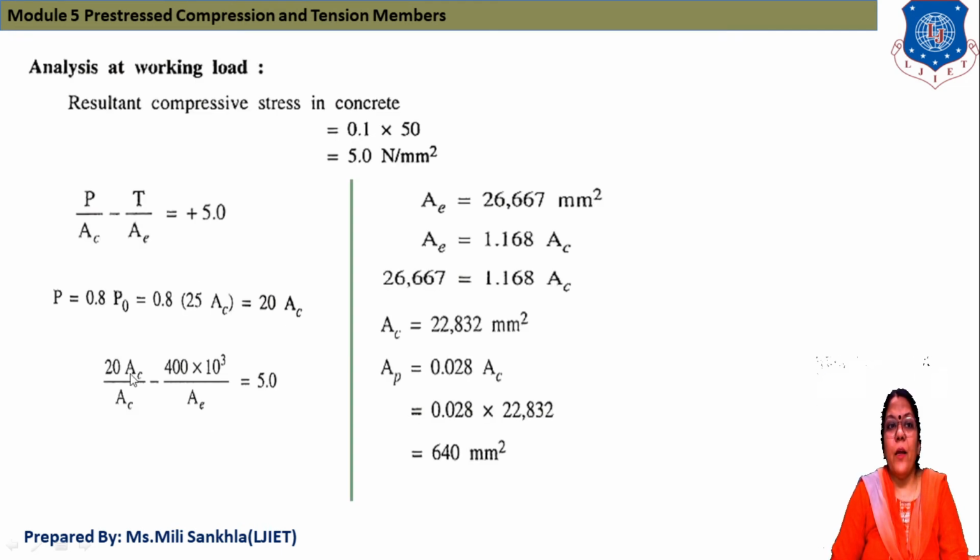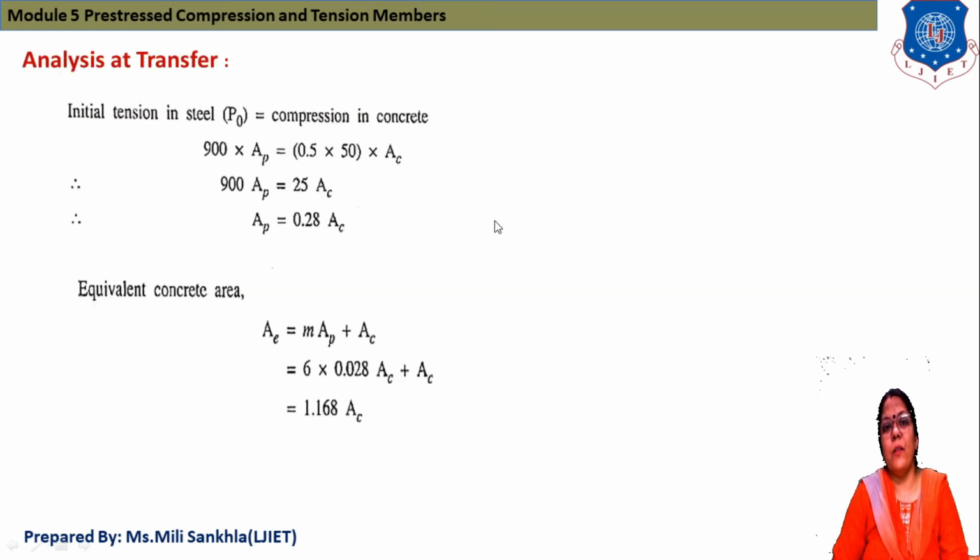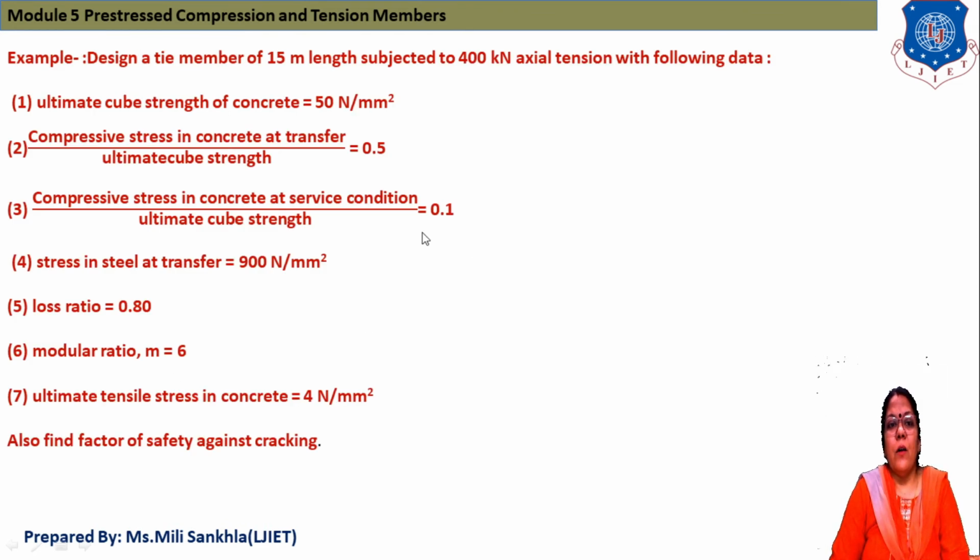Okay, now we analyze at working load. The resultant compressive stress in concrete is 0.1 into 50, that is 5 Newton per mm square. Okay, in the data the compressive stress in concrete at service condition, the ultimate factor, is given as 0.1. In the same way, for the transfer condition the factor is given as 0.5.